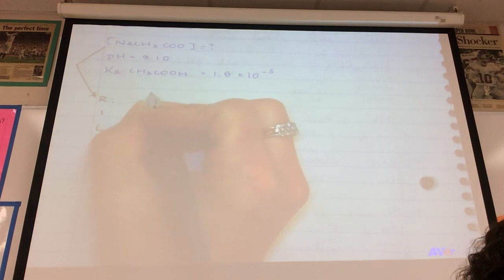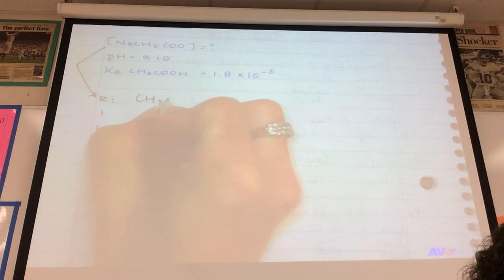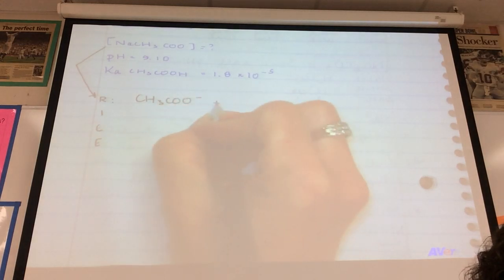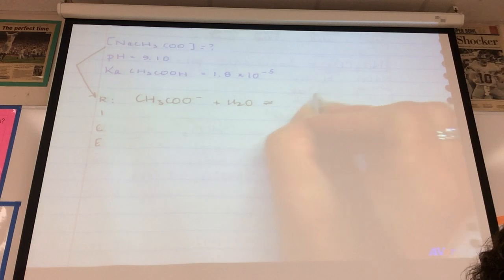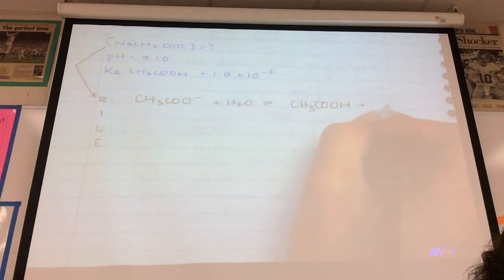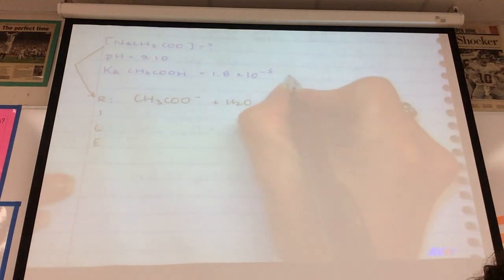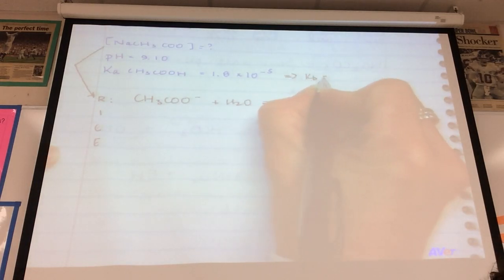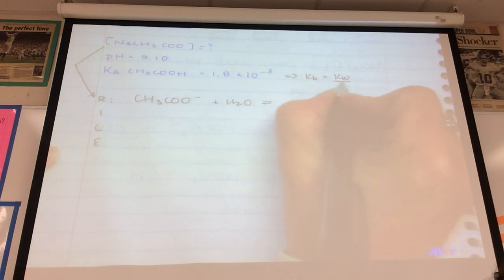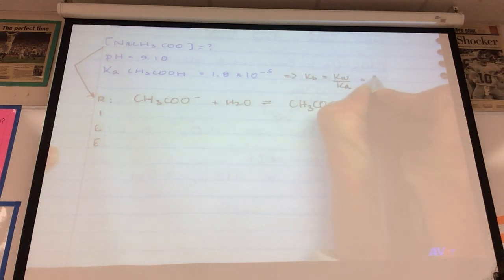Sodium acetate ion plus water generates acetic acid. Now, Josh, we have hydroxide ion here, so do we want Ka or Kb? Kb. Right, and that's what's key. So always write a reaction, because that's going to direct you where you need to go. So Kb is Kw over Ka, and that's going to be 5.6 times 10 to the negative 10.